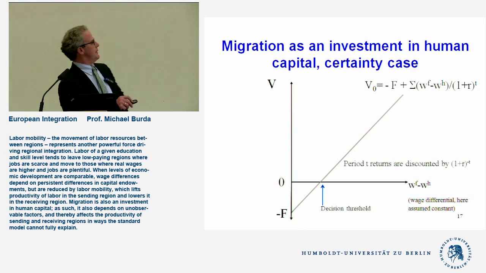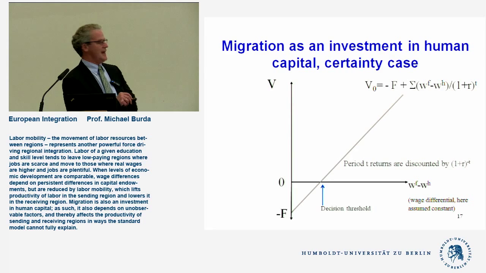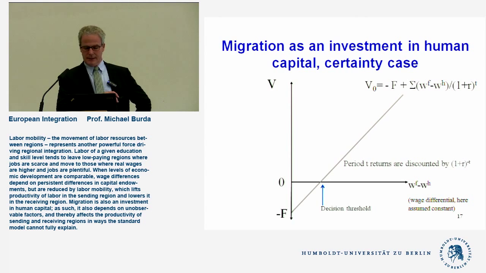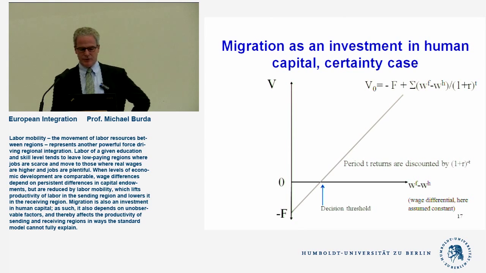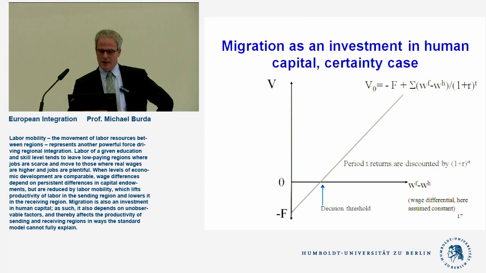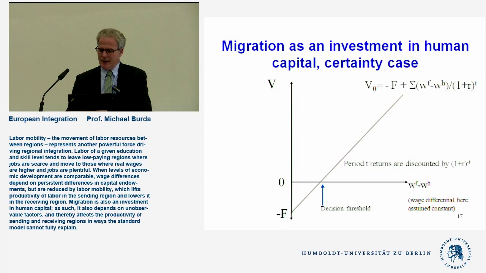So clearly at very, very low differentials, it's not going to be worth going, basically. That's one way of thinking about it, because you've got to pay this F regardless. So that's basically where you'd be for a small wage differential, to the left of the point where it says decision threshold. At some point you break even. The discounted gains are just equal to the initial outlay, and that would be the point where the arrow is pointing.